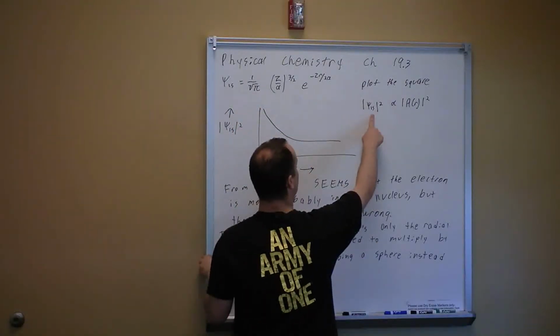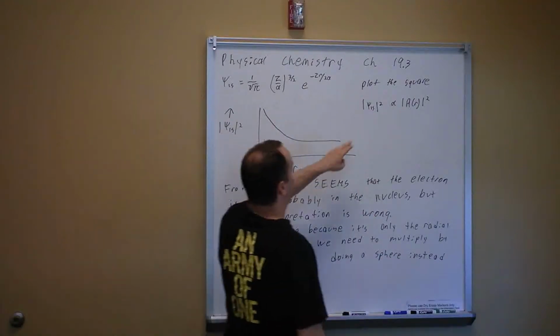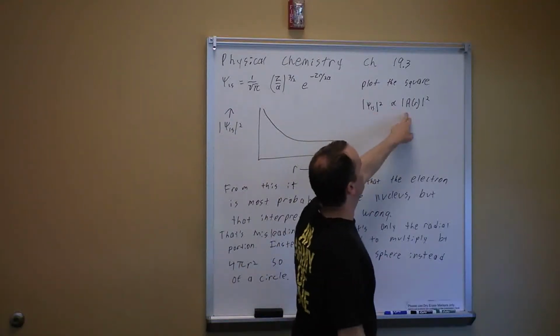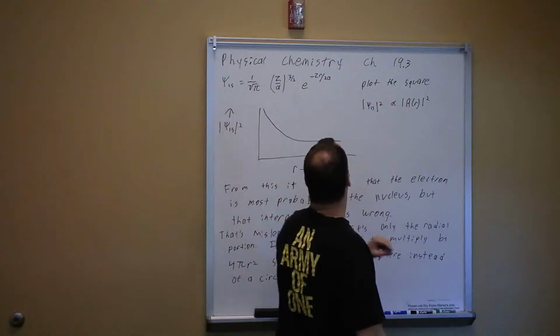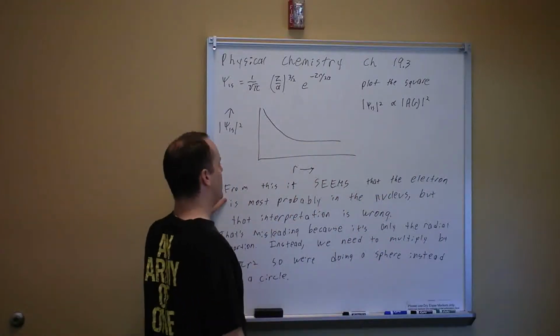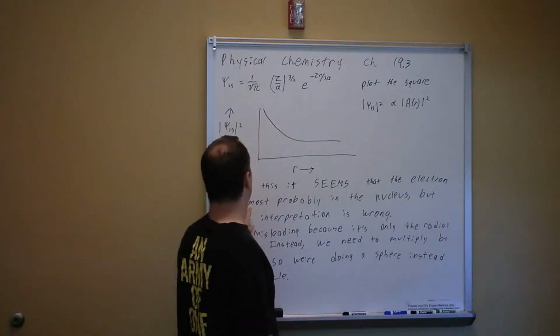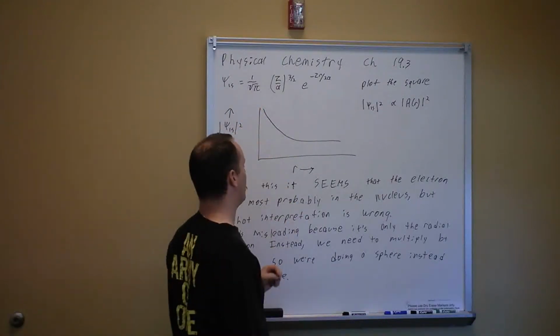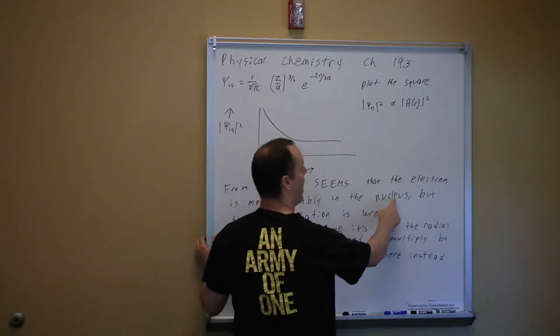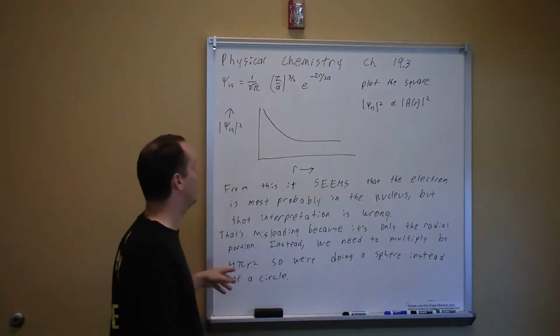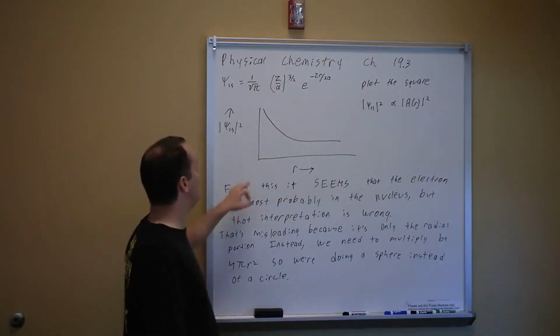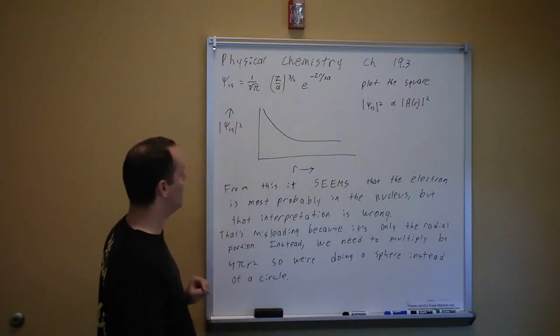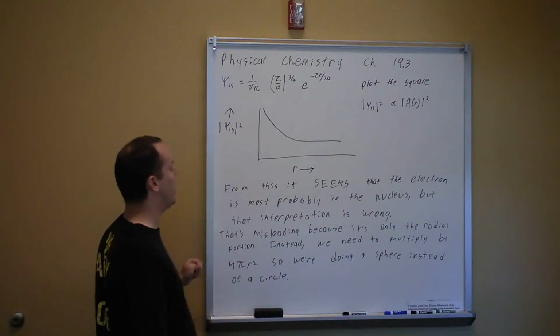So the psi 1s squared is proportional to the radial function. From this, it seems like the electron's most probable place is at radius equals 0, which would be the nucleus in the case of an atom, obviously. We're talking about atoms, electrons. Now obviously that interpretation is wrong. You're not going to find the electron in the nucleus of an atom.